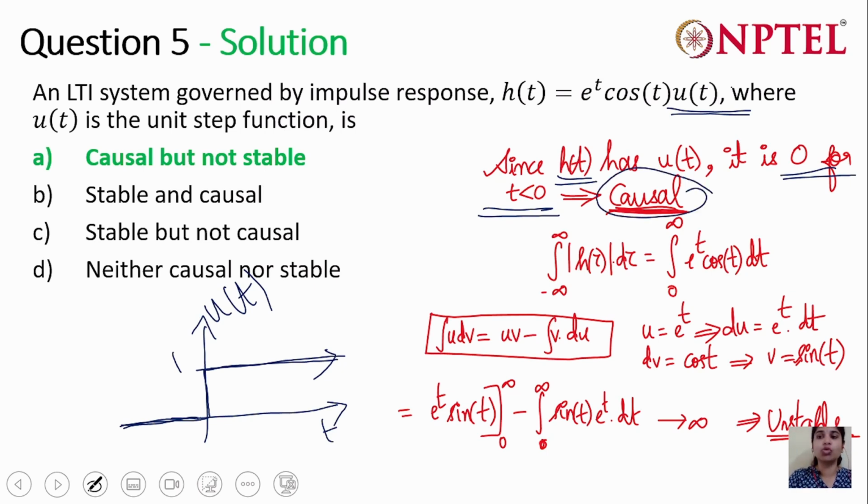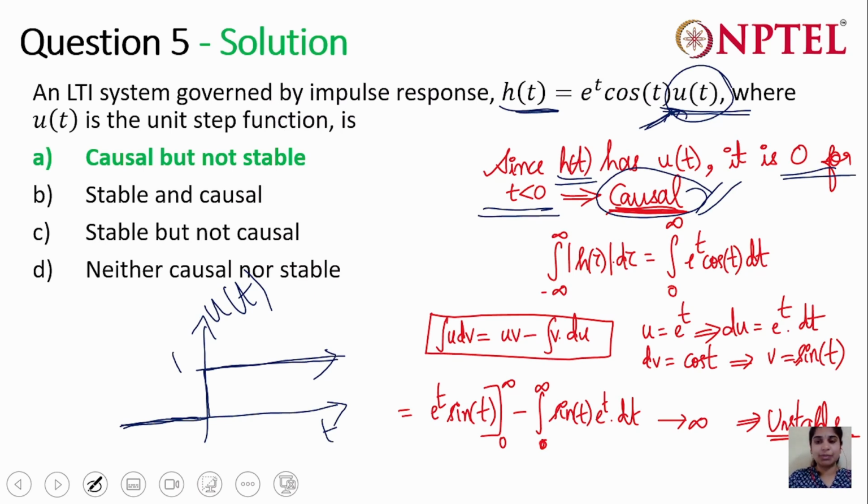Whenever you get u of t, you can almost tell that the system is a causal system. If it comes like e power t cos t into u of t, we know that u of t is a causal signal. So if you have u of t in the h of t expression, then we can tell that the system is a causal system. Now we are going to check for stability.